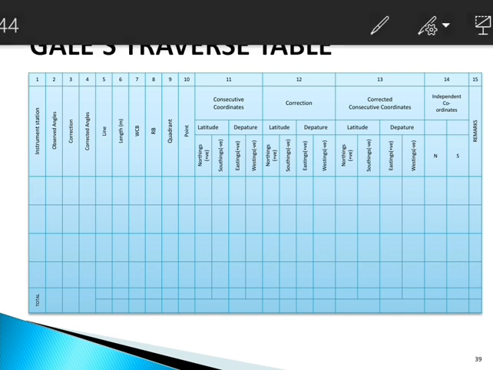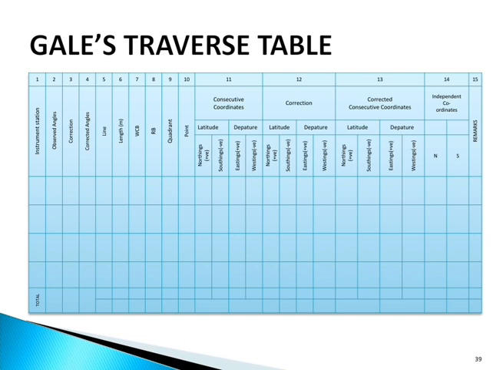Here at the last we can see the total, so we have to do the sum here. The sum of the included angles should be (2n minus 4) into 90 degrees, which we have already discussed in this lecture, where n is equal to the number of lines. For an ordinary traverse, equal corrections are generally applied to all angles. If any error is there, it is divided among all the angles.